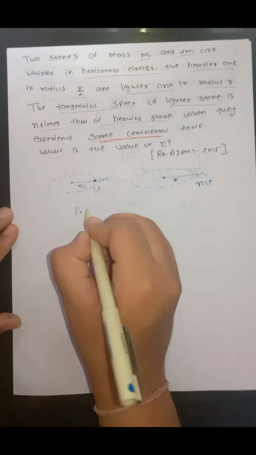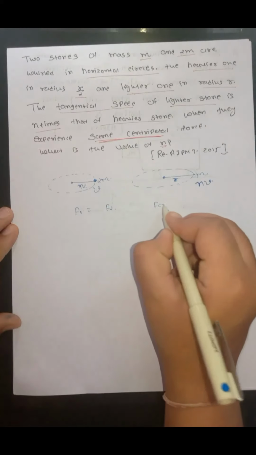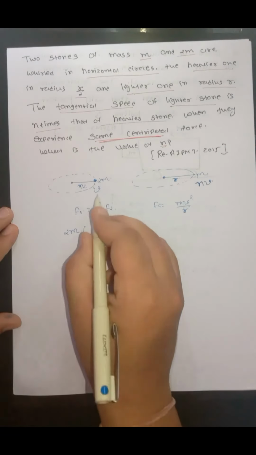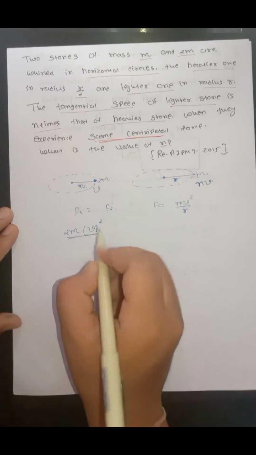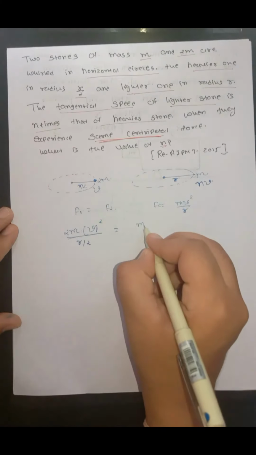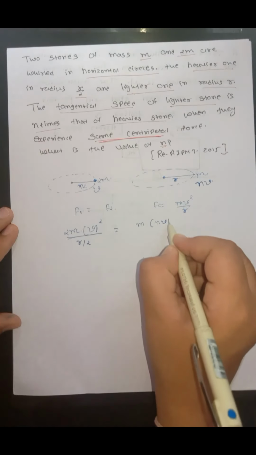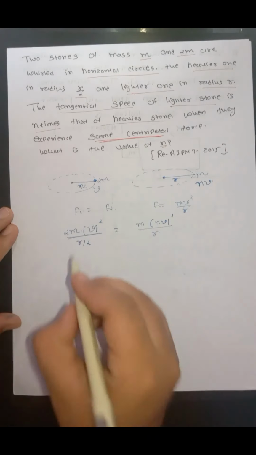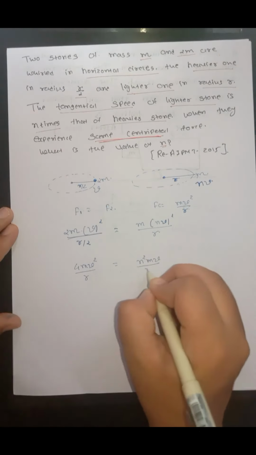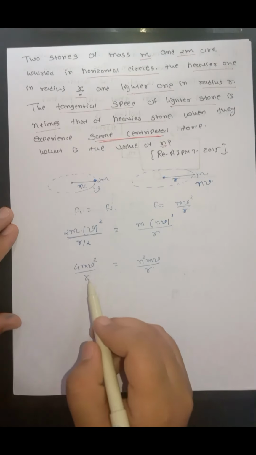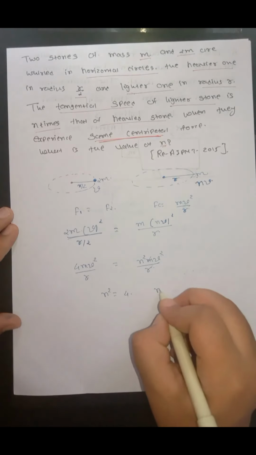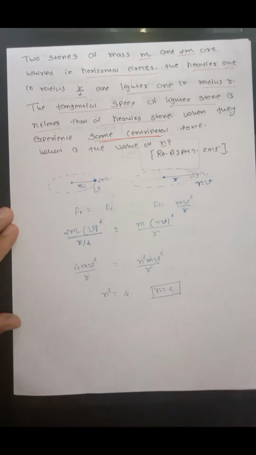So we can write F1 is equal to F2. Centripetal force is given by m v square by r. For this case, the mass is 2m into speed v, so v square divided by r, where r is the radius. Here radius is r by 2, equal to mass m into velocity n v whole square divided by the radius r. So 4m v square divided by r will be equal to n square m v square divided by r. This m, v square and r will get cancelled out. So we will find n square is equal to 4. So n is equal to 2. So this is our answer.